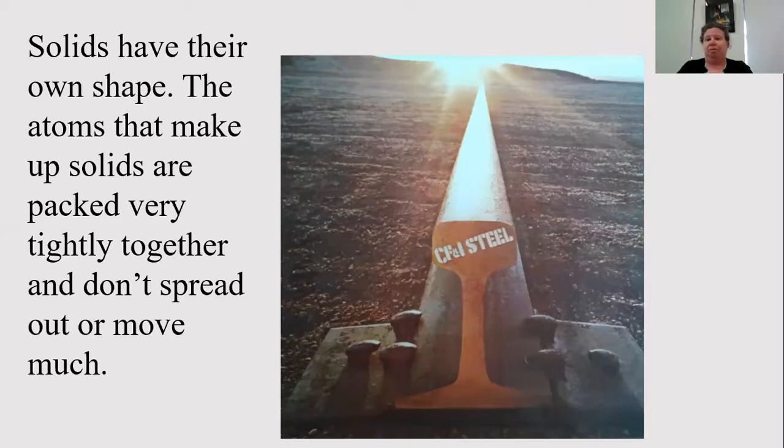So for example, I have a metal stick here. It's called a rod, and it doesn't change shape very easily. As you can see, it's made of metal. It's pretty hard. It would take a lot of strength to change this shape, to bend it or to break it.